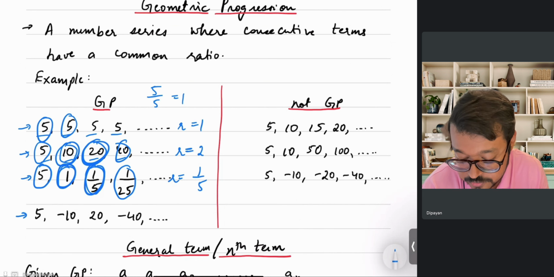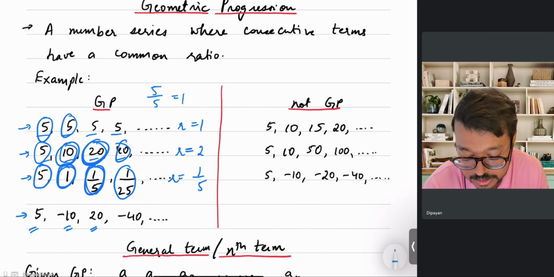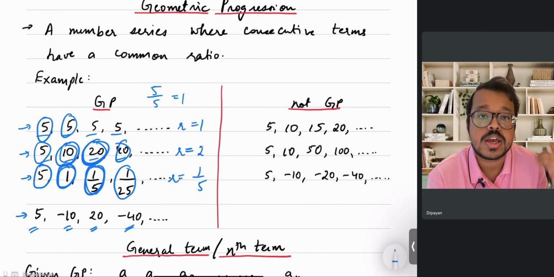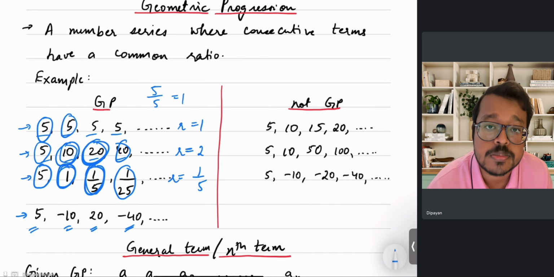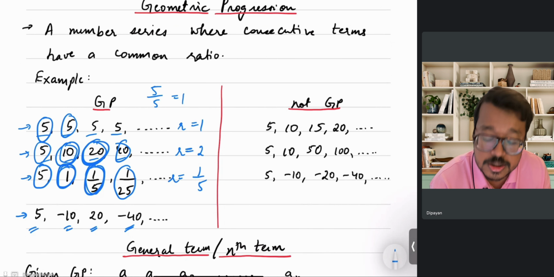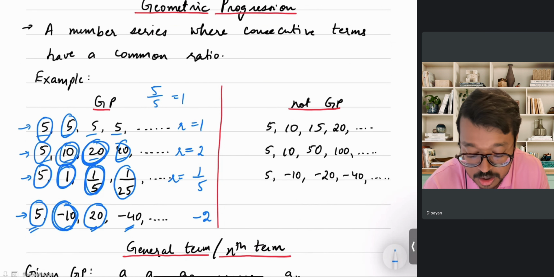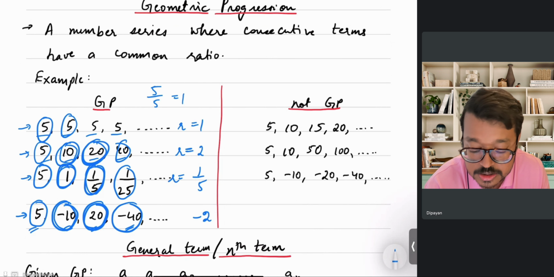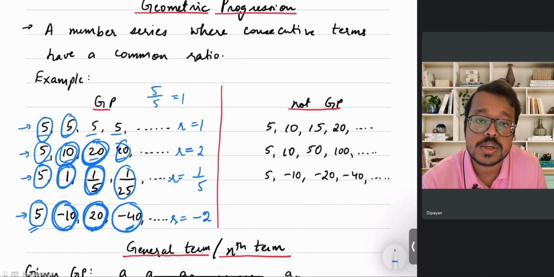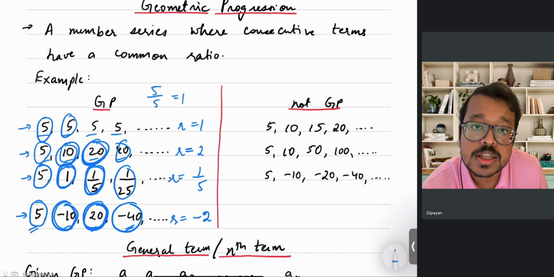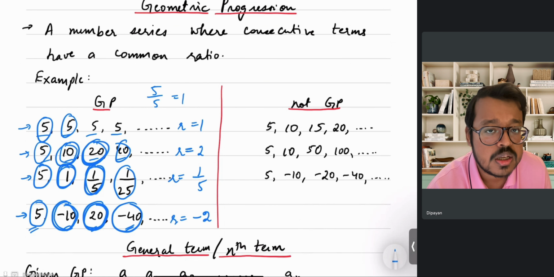Now I have also written a fourth series where the numbers are 5, minus 10, 20, minus 40 and so on. So I have alternating positive and negative terms, but even this is an example of a GP where, if I do the second term, minus 10 divided by 5 is minus 2. The third term, 20 divided by minus 10, is also minus 2. Minus 40 divided by 20 is also minus 2. So here the common ratio R is minus 2. So common ratio can be 1, more than 1, less than 1, or even a negative number.